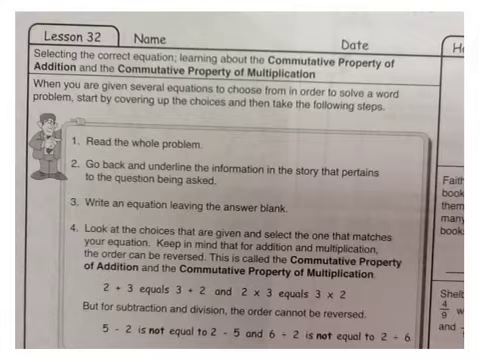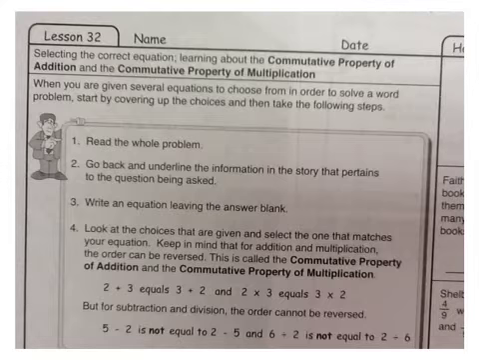start by covering up the choices and then take the following steps. 1, we're going to read the whole problem. 2, we'll go back and underline the information in the story that pertains to the question being asked. 3, write an equation, leaving the answer blank. Number 4 is look at the choices that are given and select the one that matches your equation. Keep in mind that for addition and multiplication, the order can be reversed.